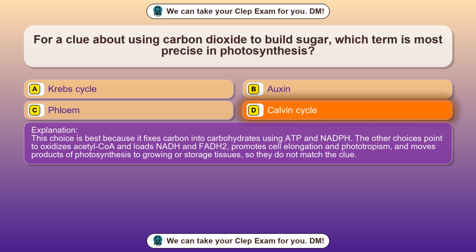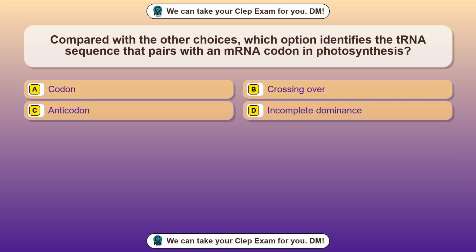The other choices point to oxidizes acetyl-CoA and loads NADH and FADH2, promotes cell elongation and phototropism, and moves products of photosynthesis to growing or storage tissues, so they do not match the clue. Question 9. Compared with the other choices, which option identifies the tRNA sequence that pairs with an mRNA codon in photosynthesis? Option A, codon. Option B, crossing over.